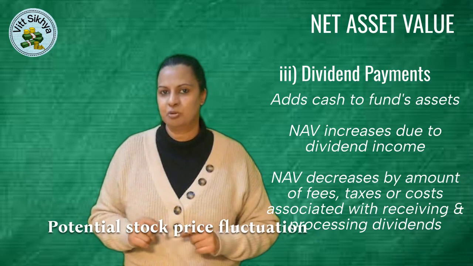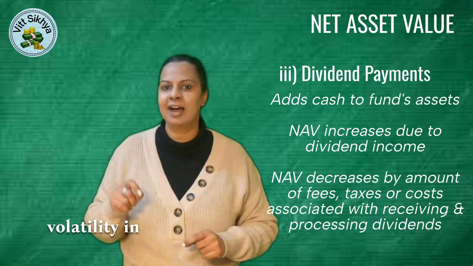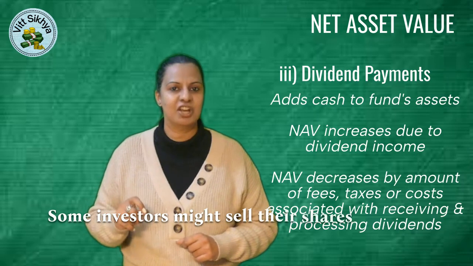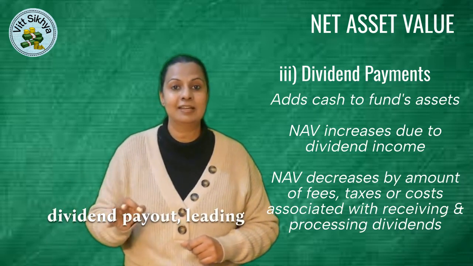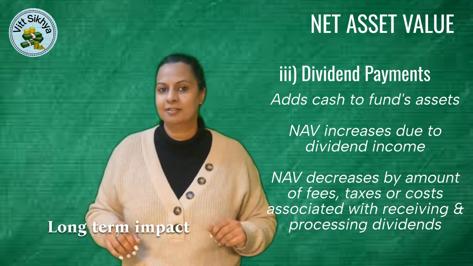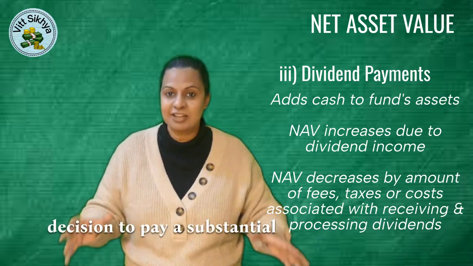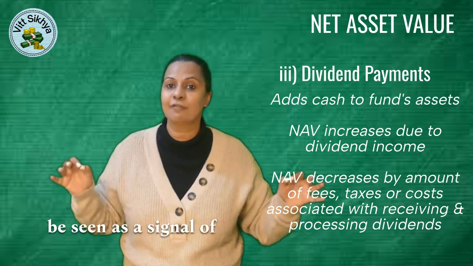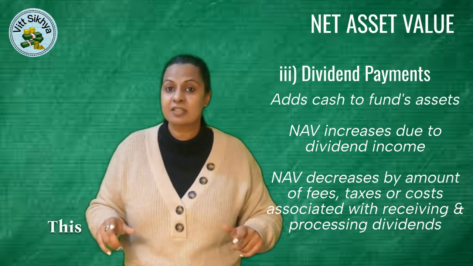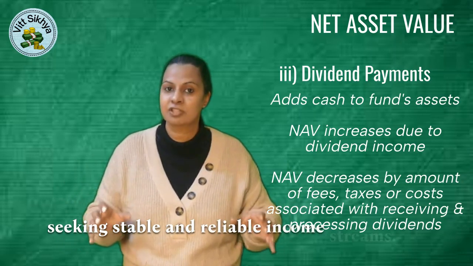Potential stock price fluctuation. The dividend announcement might initially trigger volatility in RIL's stock price. Some investors might sell their shares to receive the dividend payout, leading to a temporary price dip. Long-term impact. Signal of confidence. RIL's decision to pay a substantial dividend can be seen as a signal of confidence in its financial health and future prospects. This could attract long-term investors seeking stable and reliable income streams.